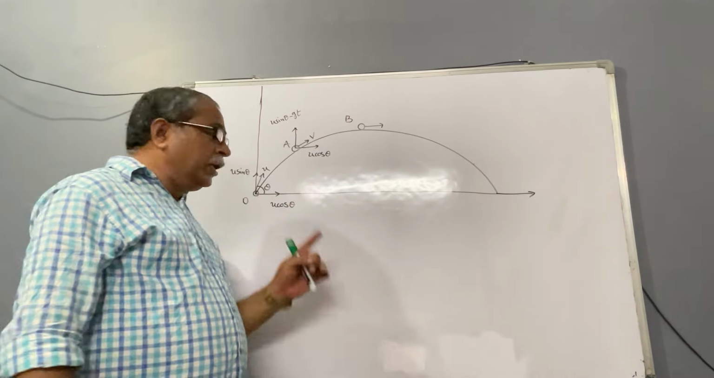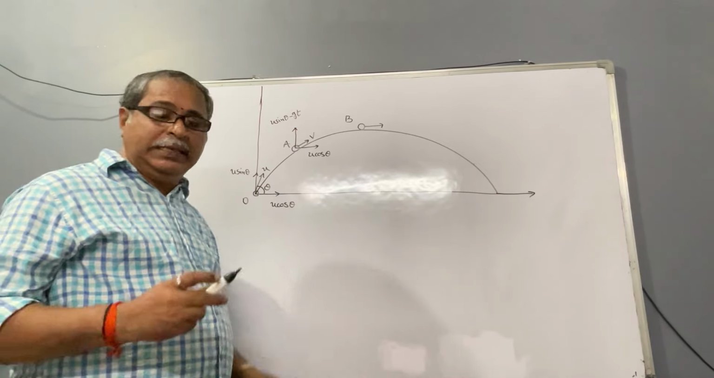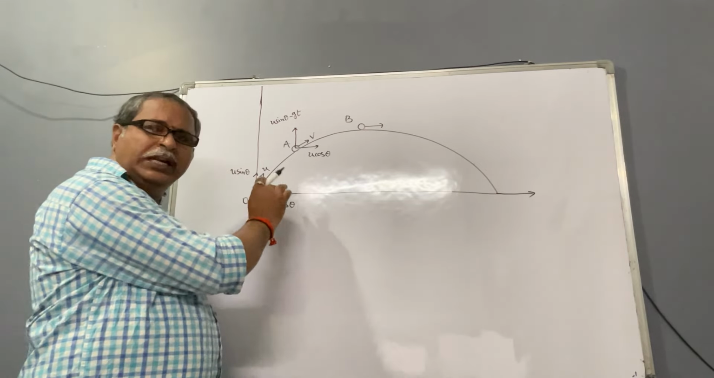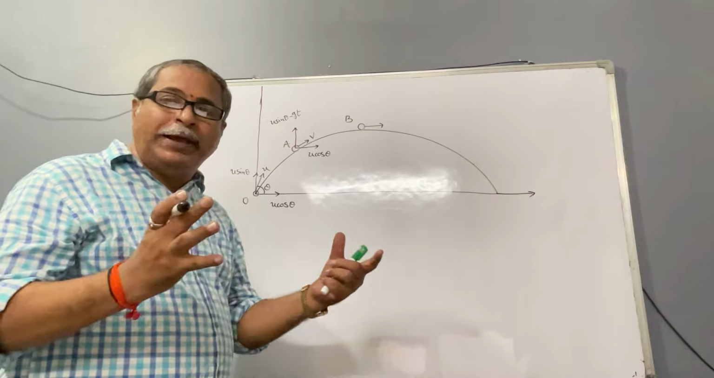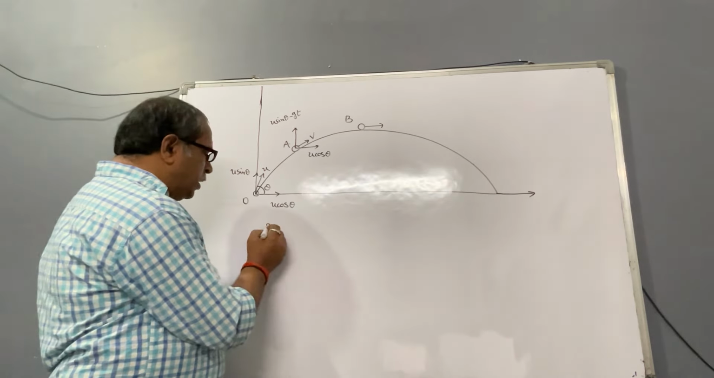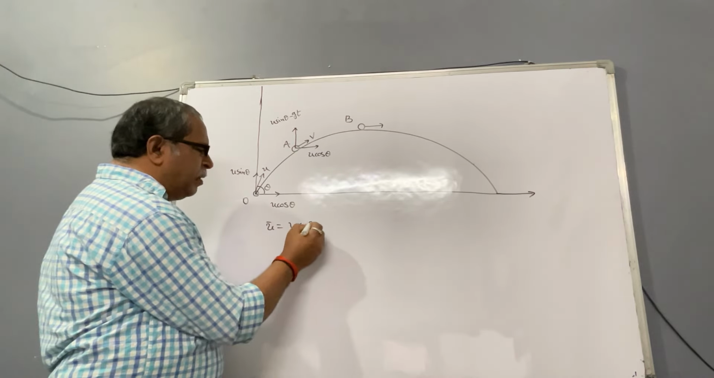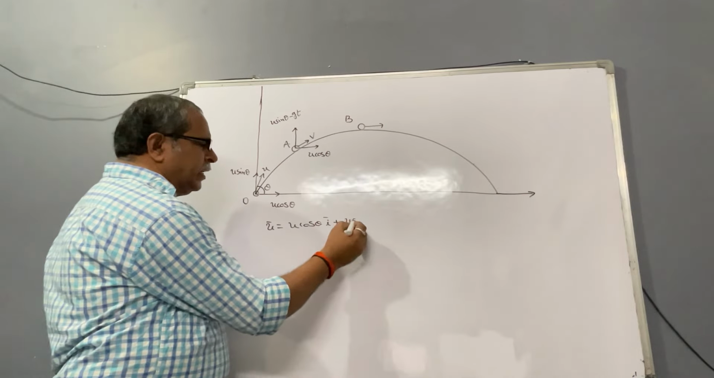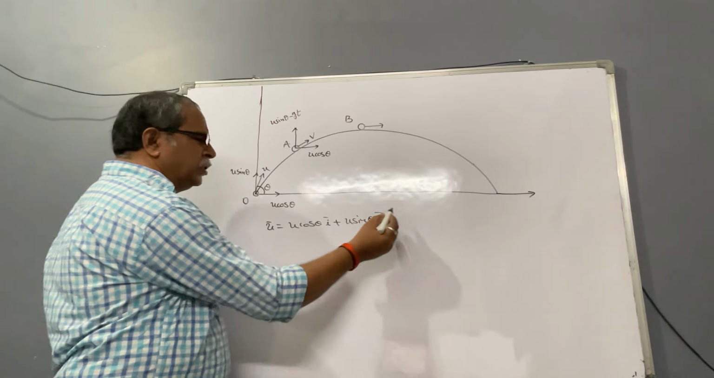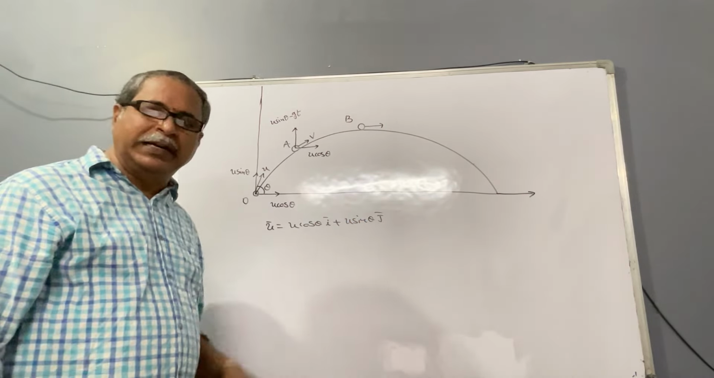Now initially the velocity vector is given as u. It resolves into two components because it is two-dimensional motion. So u bar equals u cos theta i bar plus u sin theta j bar. So we have to resolve this vector first of all. This is the initial velocity vector.